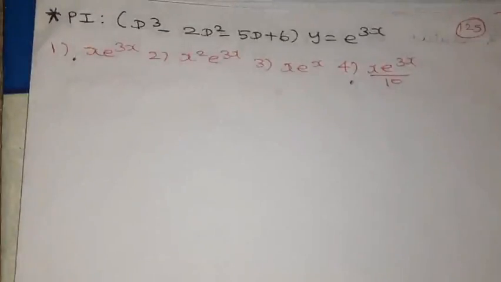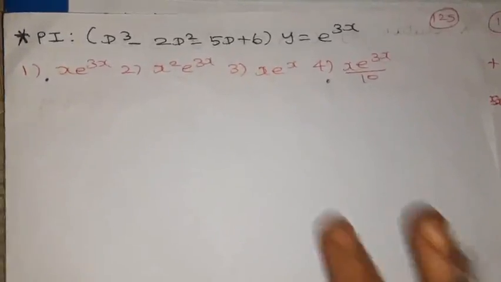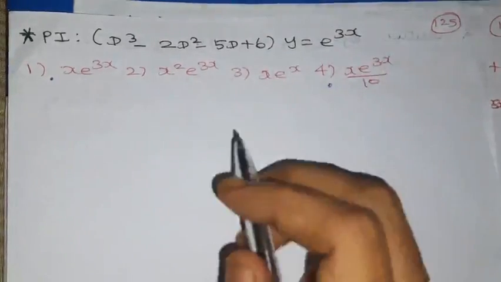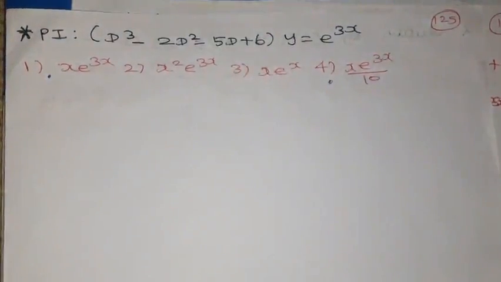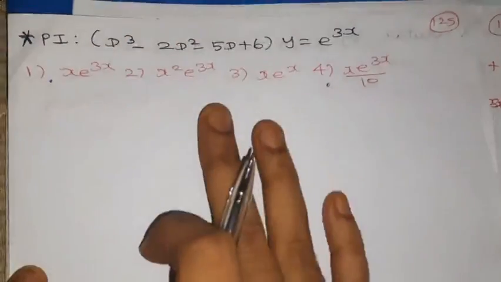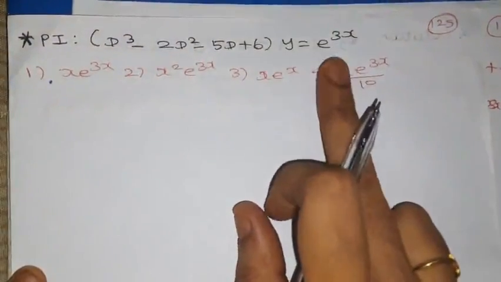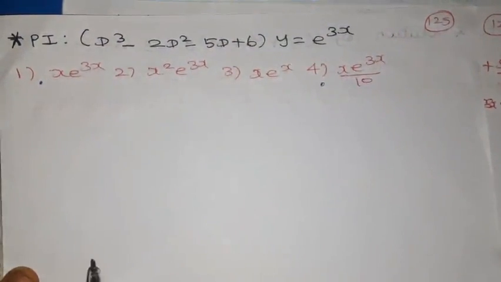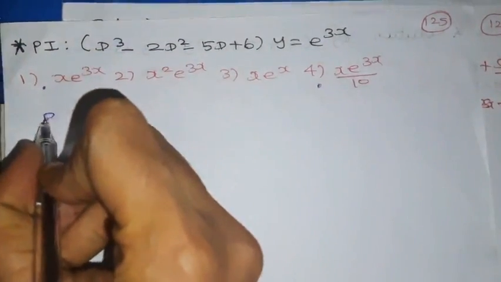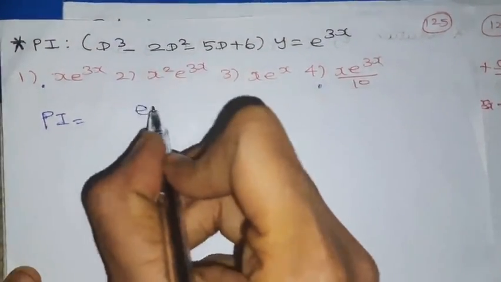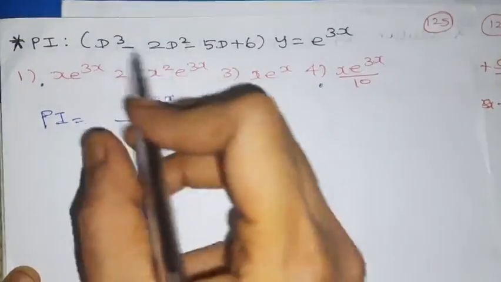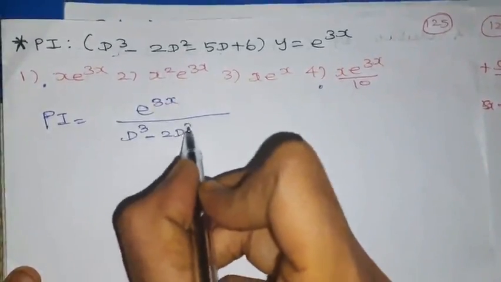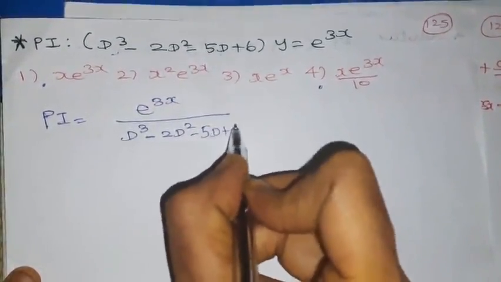So the first one, particular integral. We need to find the particular integral for the given differential equation. To find the particular integral, what is the first step? We need to look at the RHS type. The RHS is of exponential type. For exponential type, we'll see how to find the particular integral: e power 3x divided by the given f of D. f of D is nothing but D cube minus 2D square minus 5D plus 6.